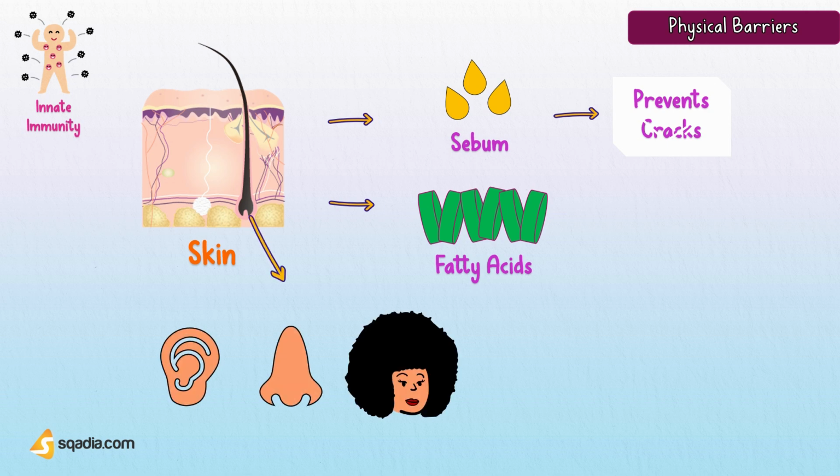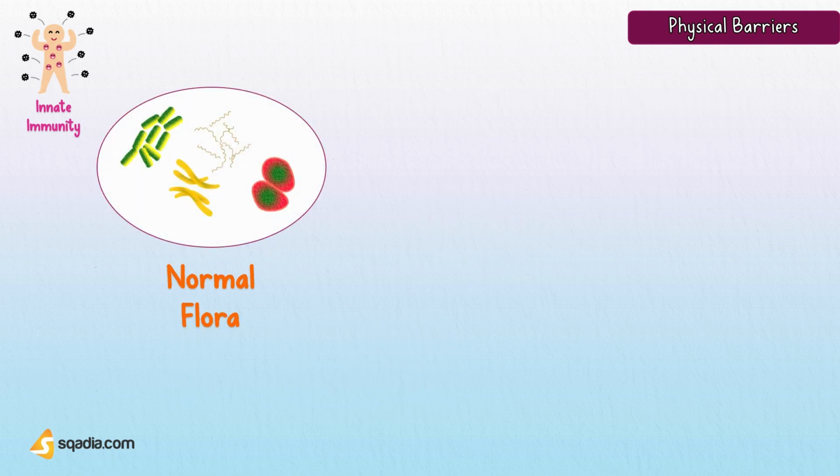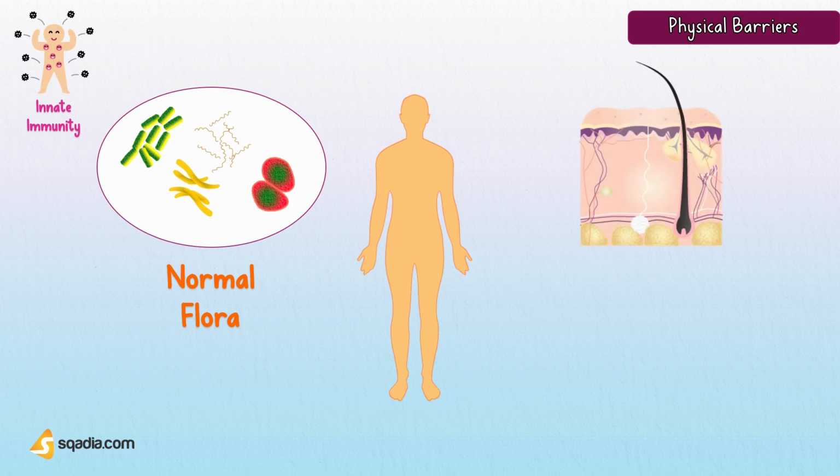Another important barrier is the normal flora. It refers to the microorganisms that live on other living organisms, the host, without causing disease. Bacterial cells forming part of the normal flora outnumber human cells in the body. The normal flora protects by competing with pathogens for colonization sites and producing antibiotic substances, bacteriocins, that suppress other bacteria.